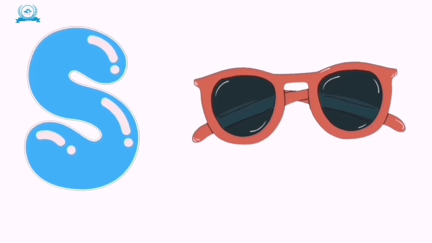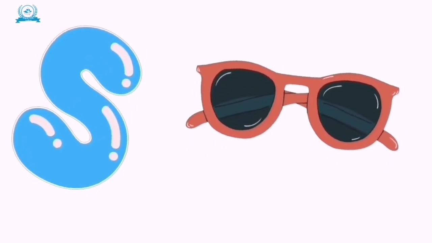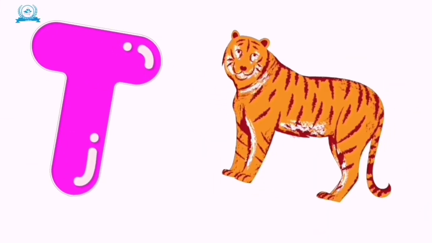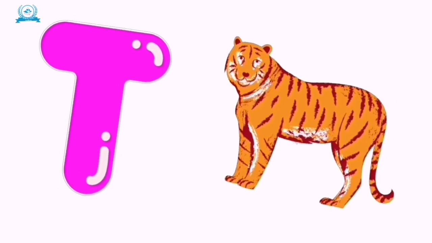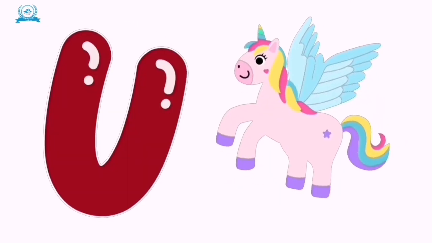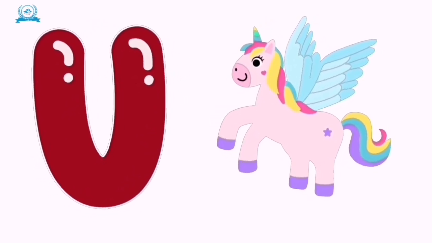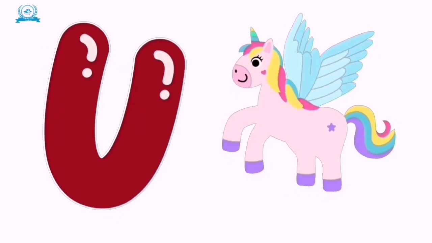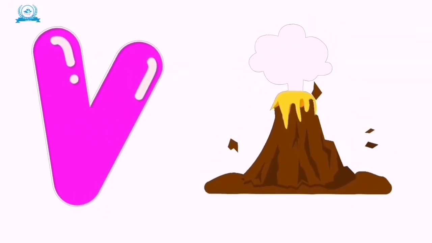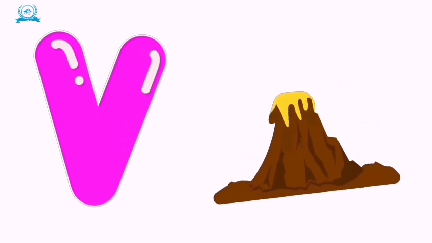S for sunglasses. T for tiger. U for unicorn. V for volcano.